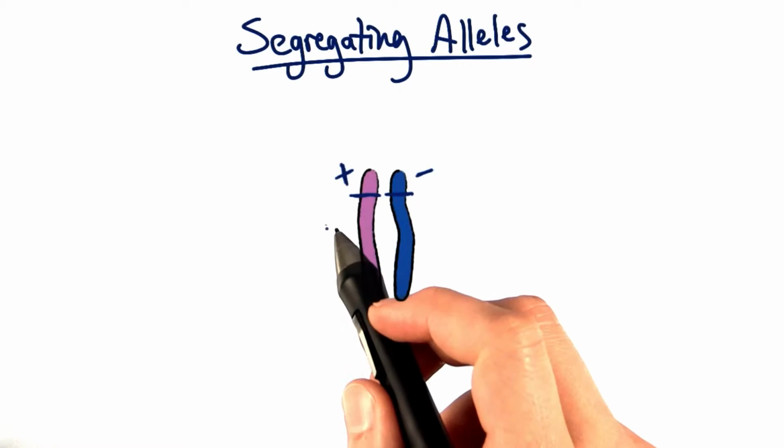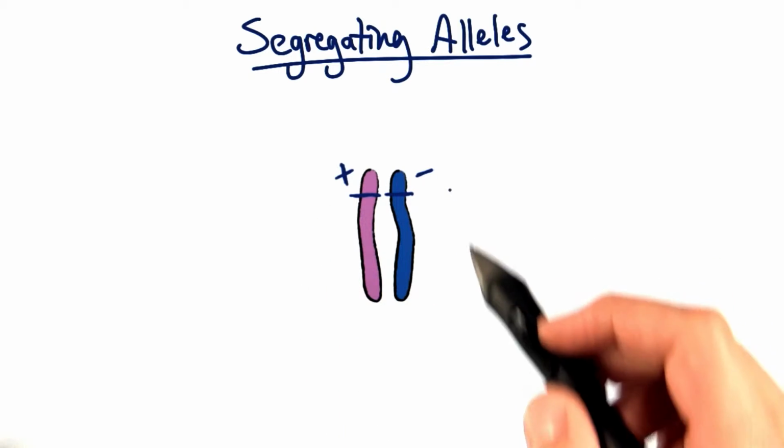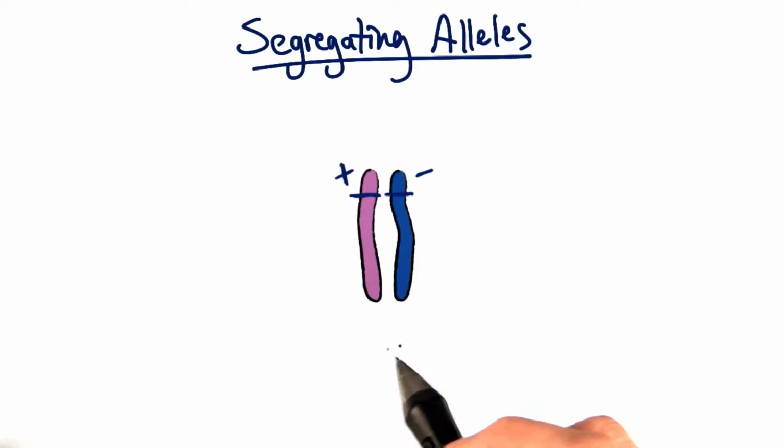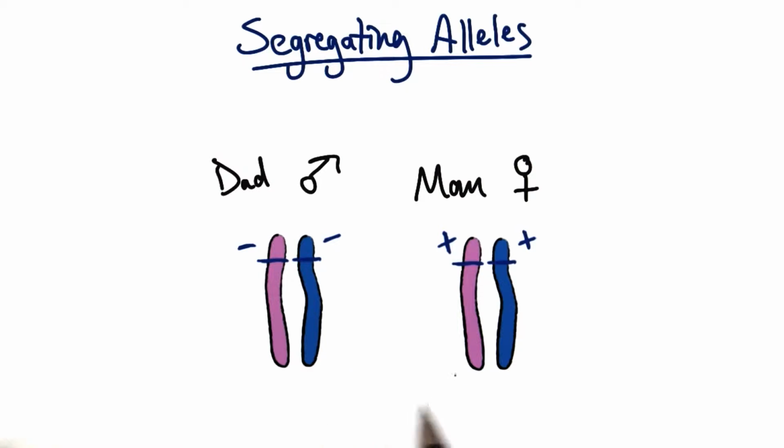Now, some of you may have heard of this before. We're going to take a quick look at how we can use Punnett squares to help us understand this segregating alleles problem a little better. Let's imagine for a second that we have two parents, a mom and a dad. These are two individuals here. And we're going to focus only on chromosome 2, which has the lactase gene controlling lactose intolerance.